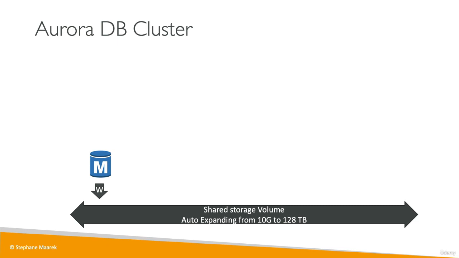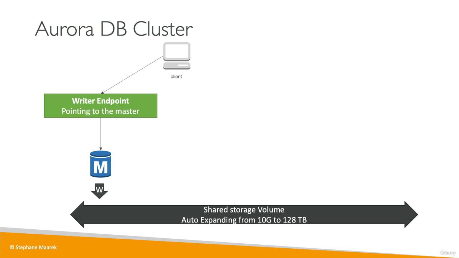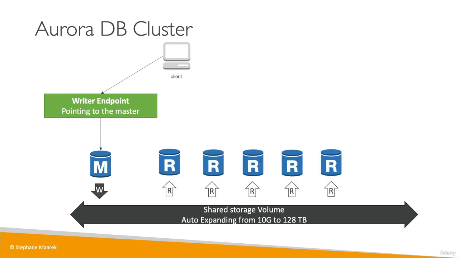And because the master can change and fail over, what Aurora provides you is what's called a writer endpoint. So it's a DNS name, a writer endpoint, and it's always pointing to the master. So even if the master fails over, your client still talks to the writer endpoint and is automatically redirected to the right instance. Now, as I said before, you also have a lot of read replicas.